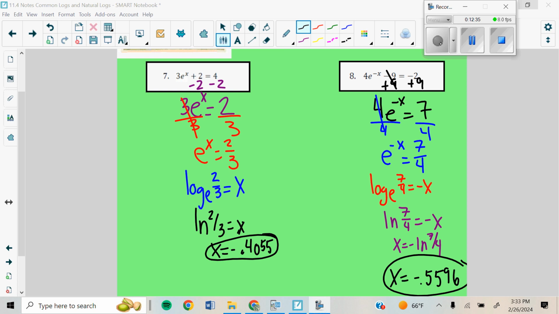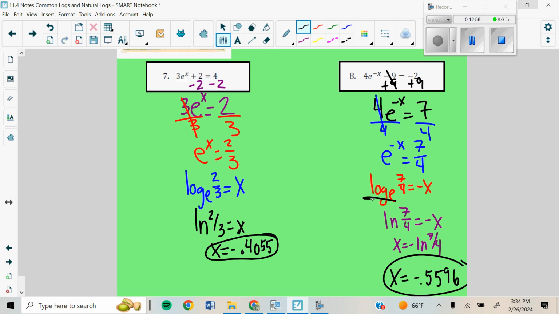We can change log base e into natural log. We can replace that right there. So then we get the natural log of 7/4 equals negative x. We want to take that negative over by dividing by negative. So x equals negative natural log of 7/4, and that gives us negative 0.5596.